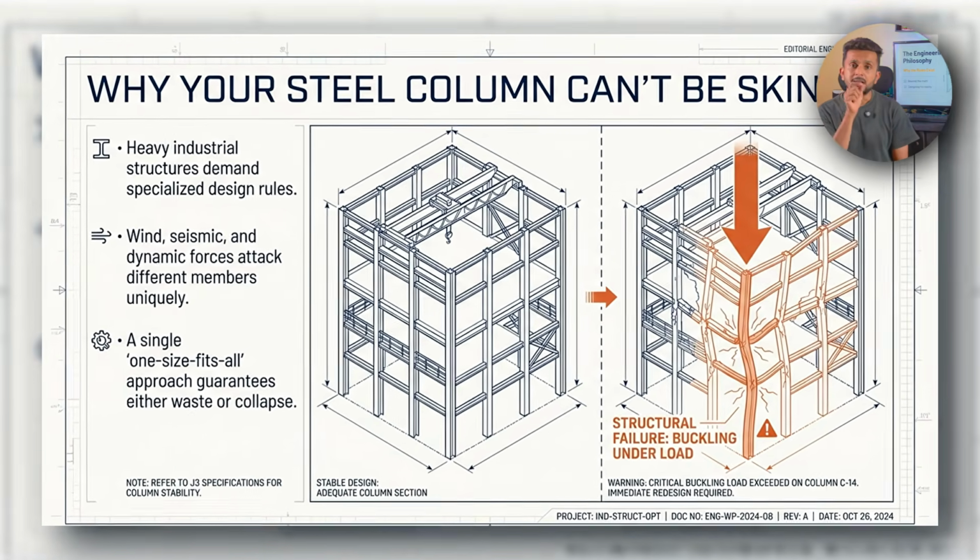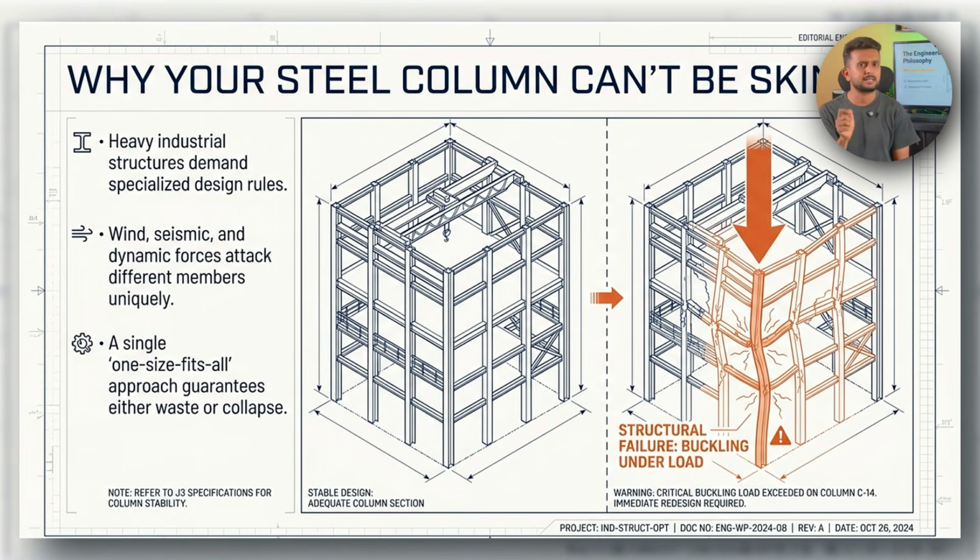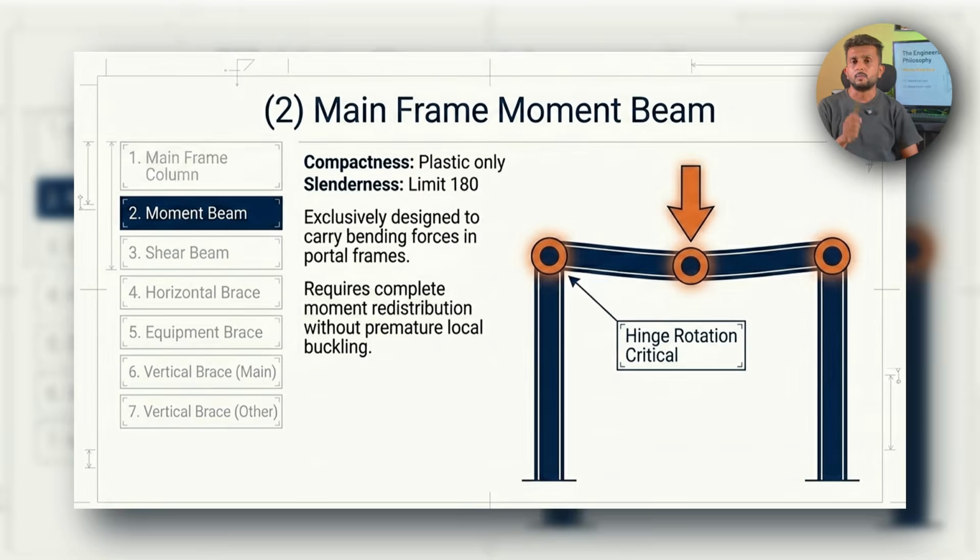So we demand the highest class, that is plastic, because we need it to form a plastic hinge and redistribute load before anything collapses. And slenderness 180 keeps it stiff enough to not buckle globally. No compromise here.